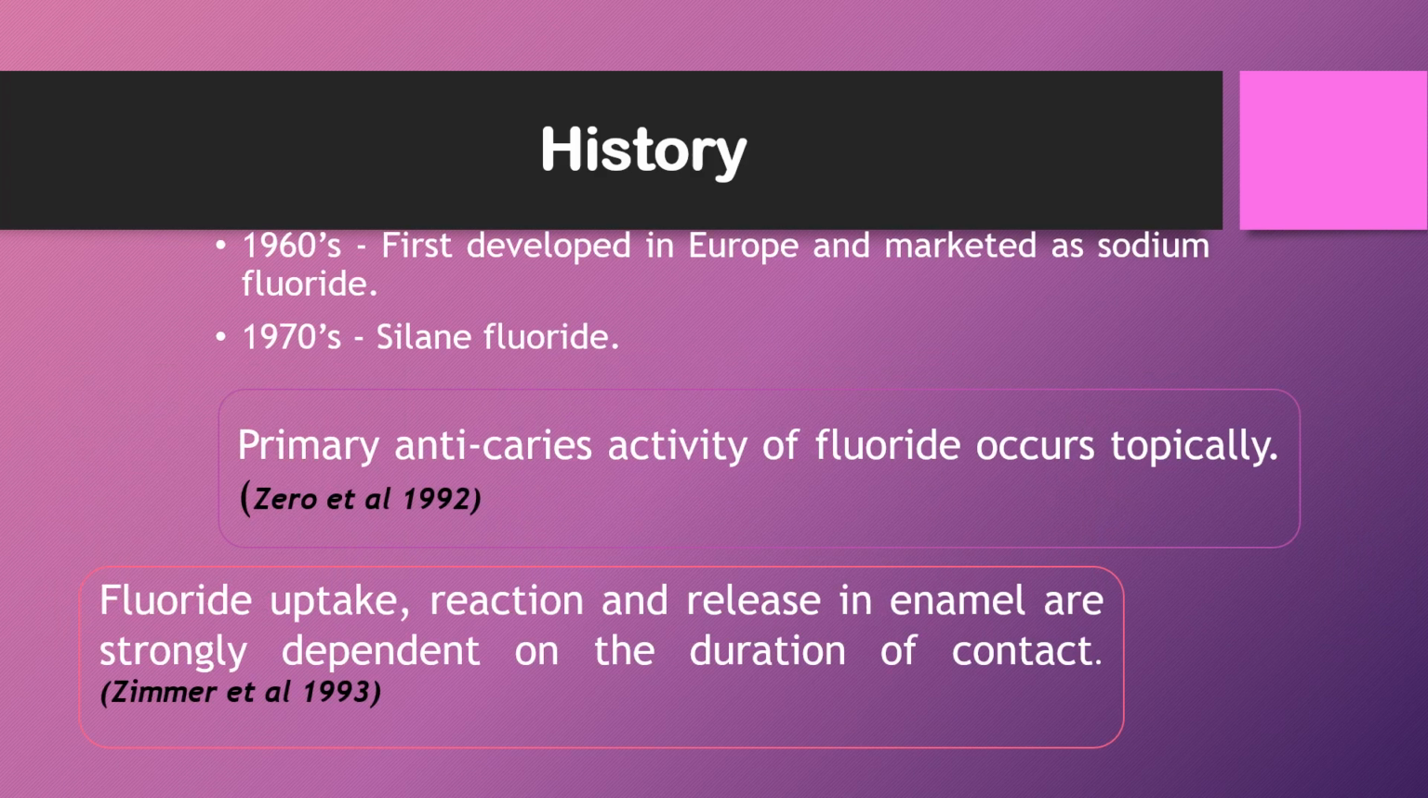Initially in the 1960s in Europe, sodium fluoride varnish was first marketed. Later in the 1970s, the silane fluoride became popular. The main action of this fluoride varnish is going to be anti-caries activity. Fluoride uptake, reaction and release in the enamel are strongly dependent on the duration of contact. So the longer the contact of the fluoride varnish with the tooth, the better is going to be the action.